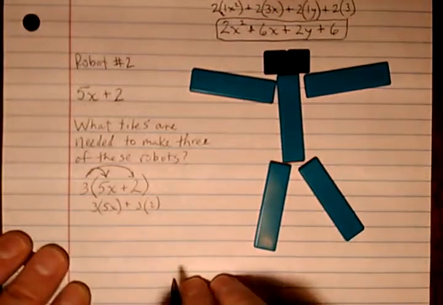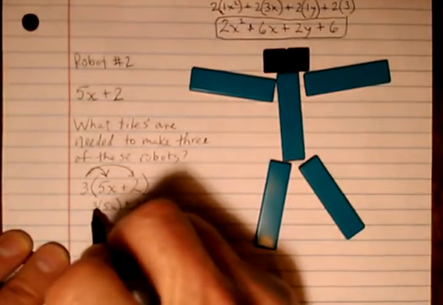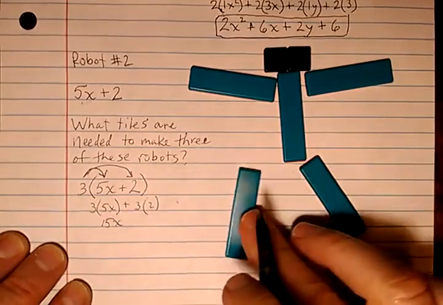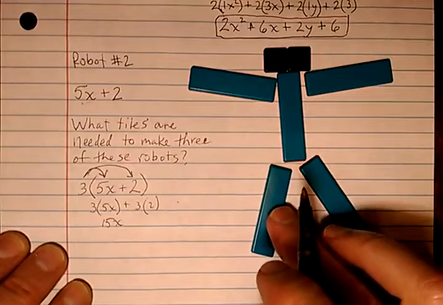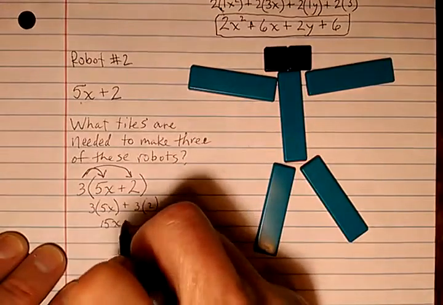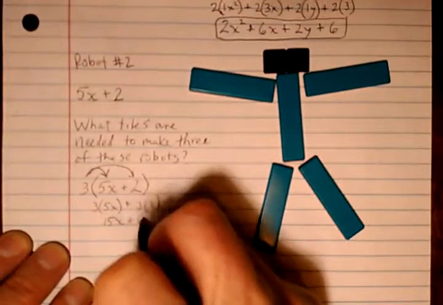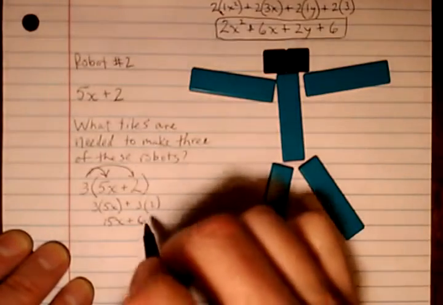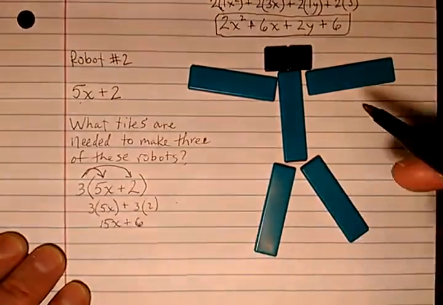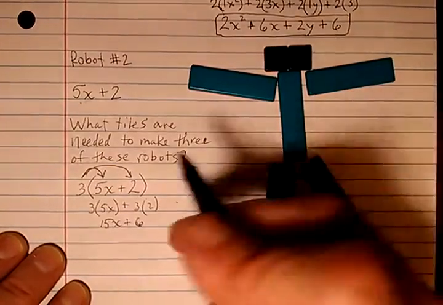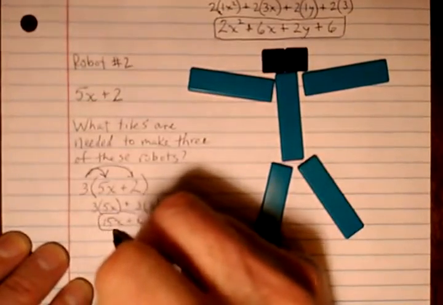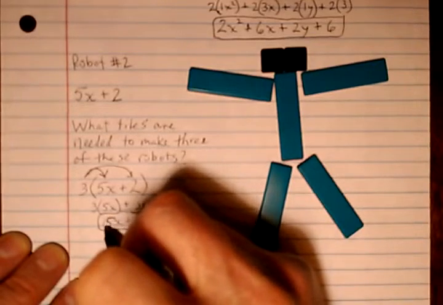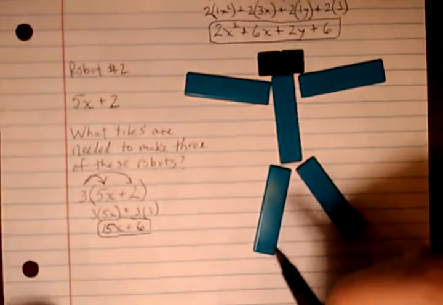And now I've got 3 times 5x is 15x, so I'll need 15 x tiles, 15 of these x's, in order to make 3 robots. Plus I would need 6. 3 times 2 is 6. I would need 6 of the little ones, and then I would have enough tiles to be able to make 3 of these robots. So there's my final answer for the kinds of tiles and the numbers of them that I'll need for 3 robots.